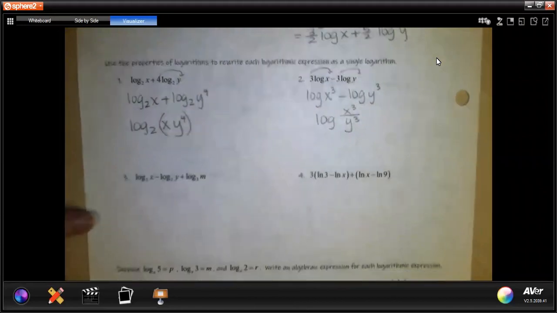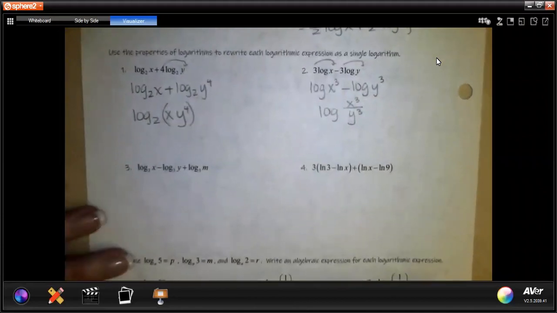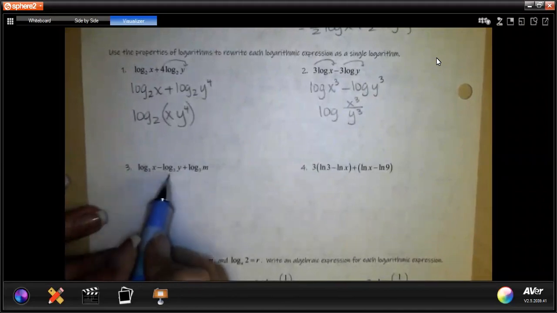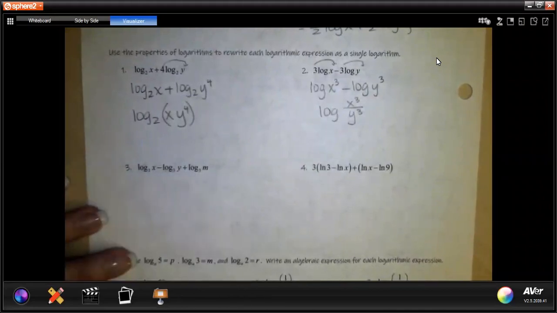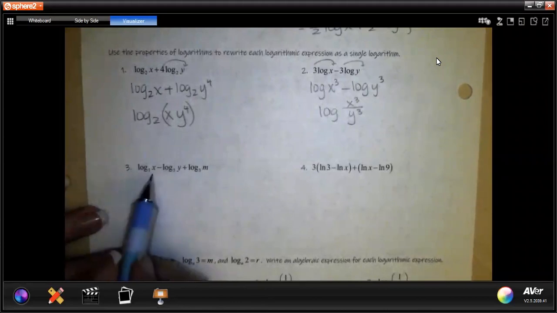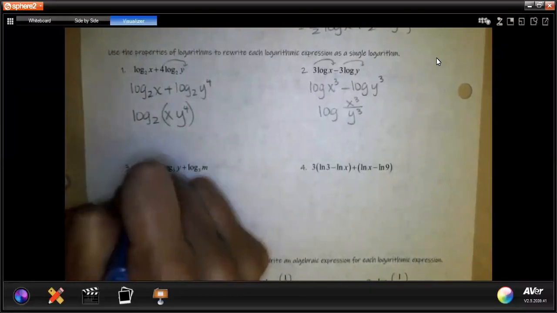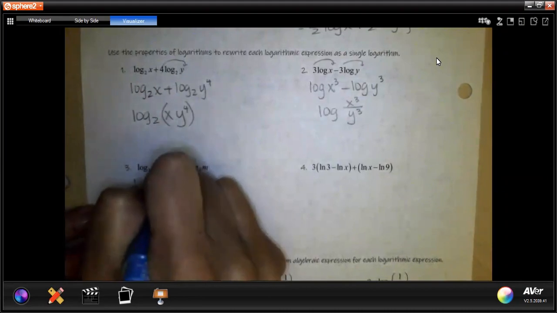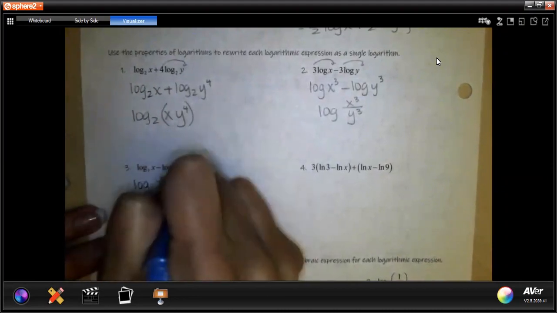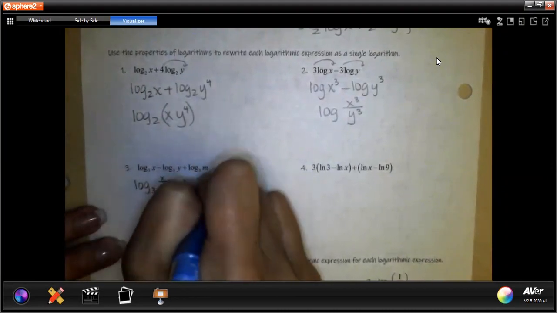All right, we're going to take it to some a little bit longer here. And so I've got log base 3 of x minus log base 3 of y plus log base 3 of m. So I'm going to go ahead and start from the left hand here. So this is going to tell me I'm going to divide the x by the y since they're separated by a minus. So I get log base 3 of x divided by y plus log base 3 of m.